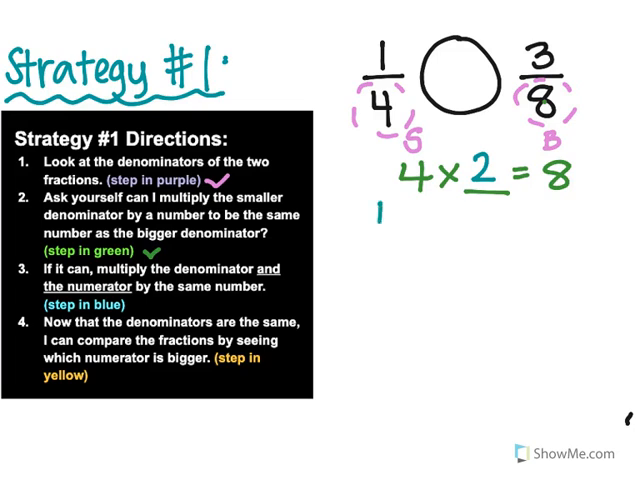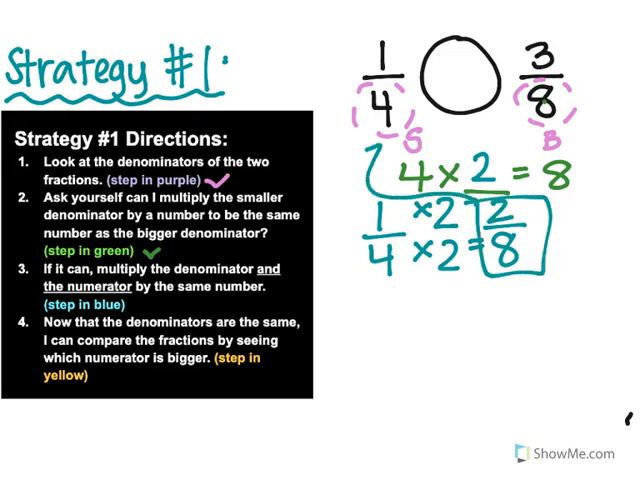So I'm going to take 1/4 and I'm going to make it have the same denominator, which would be 8. But if I do it to my denominator, I have to do it to my numerator. So 1 times 2 is 2. So I have 2 eighths. This is my new equivalent fraction for 1/4. Now I check, are the denominators the same? I have 8 and 8, so I can use them to compare.